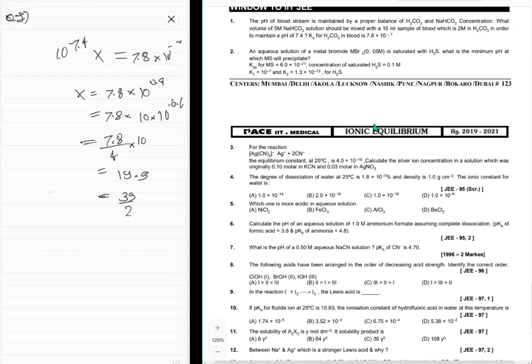This is the fraction of concentration of conjugate base, which is what's the conjugate base? HCO3 minus upon concentration of H2CO3. All right, so what volume of 5 molar NaHCO3 solution should be mixed with 10 milliliter sample of blood, which is 2 molar in H2CO3, right? So it's already 20 millimoles of H2CO3 over here. Then this must be 390 millimoles, right? And that's NaHCO3 volume.